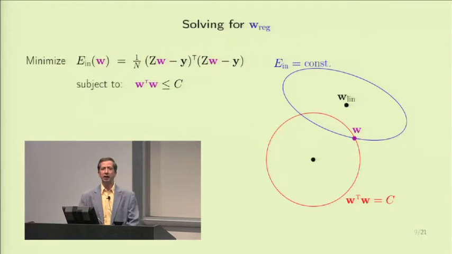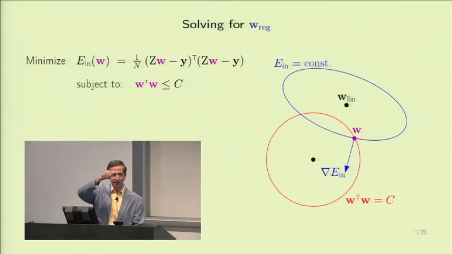Let's look at this point and look at the gradient of the objective function. The gradient of the objective function will give me a good idea about directions to move in order to minimize E in, as we have done before. So if you draw this, you will find that the gradient has to be orthogonal to the ellipse, because the ellipse, by definition, has the same value of E in. So the value of E in does not change as you move along this.